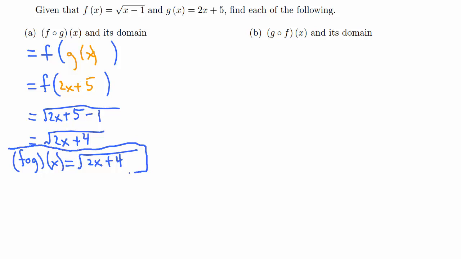There we go. Much better. Fantastic. So this is f composed of g of x. I'll come back to the domain in a second. Next, let's look at g composed of f of x. Well, that simply means g of the f of x function.